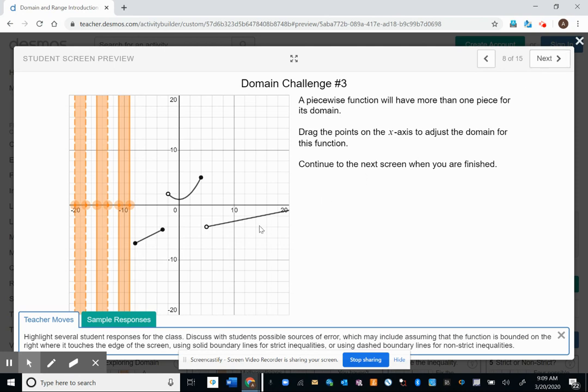So here's another example of a piecewise function. This has three separate functions in three different parts of the graph. And I'm going to be moving these shaded regions over so that they match up with the endpoints. However, I notice this first option here has a solid line on each side, and these are both closed circles. So I'm actually going to choose this one to go along with that first part of the graph.